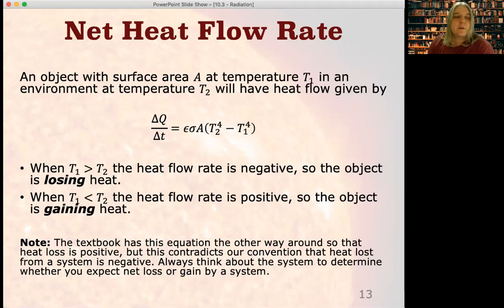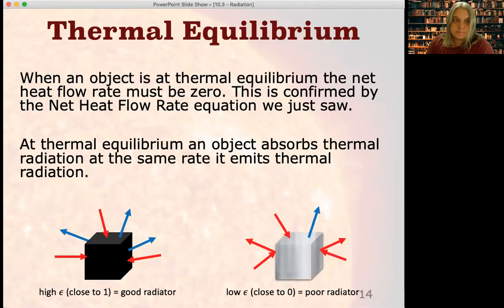The delta Q by delta T is equal to epsilon sigma A, and then the difference in our fourth powers of temperatures. When an object is at thermal equilibrium, we've already met that concept, it just means at the same temperature, right? So when the object is at the same temperature as the surrounding environment, then the net heat flow rate must be 0.